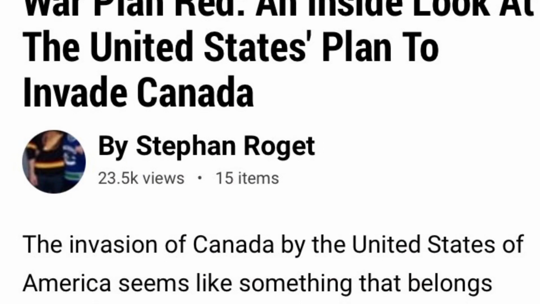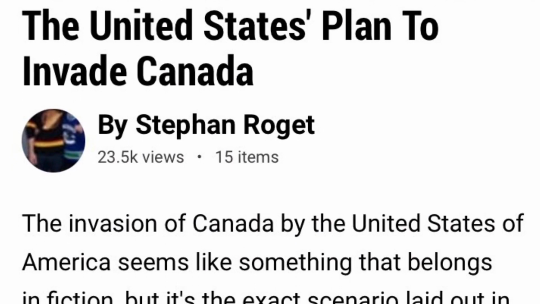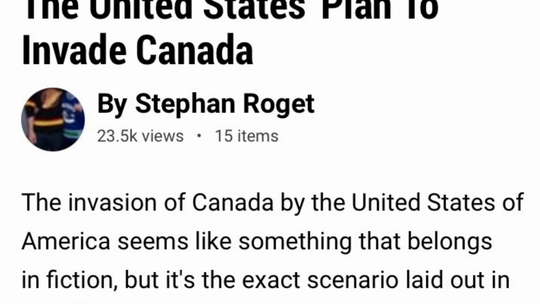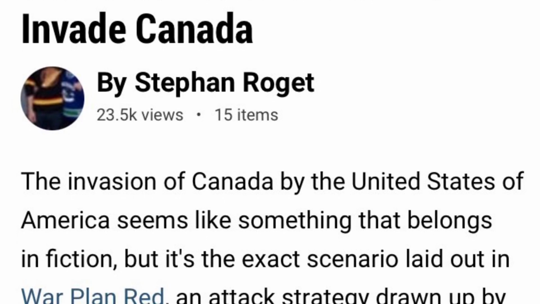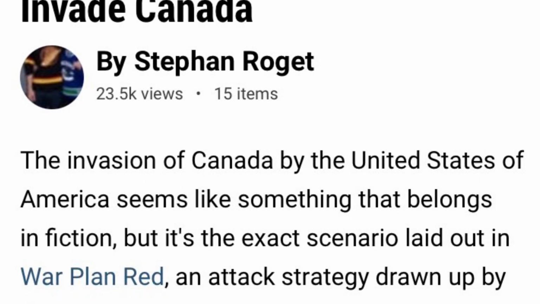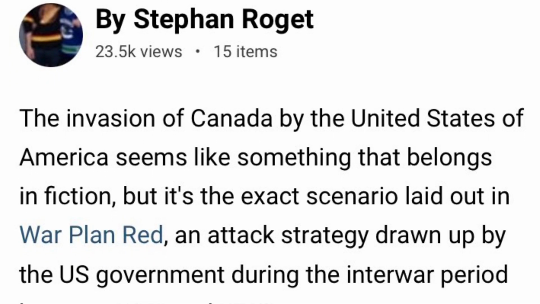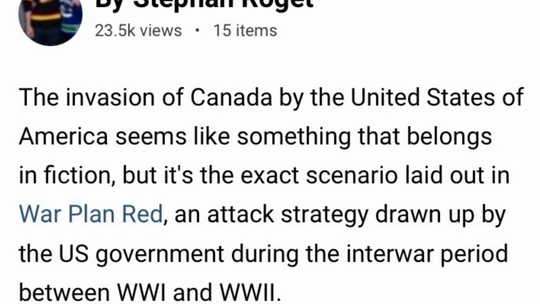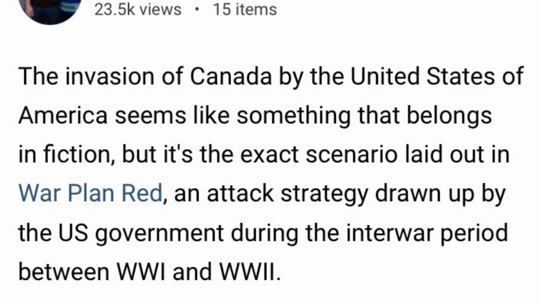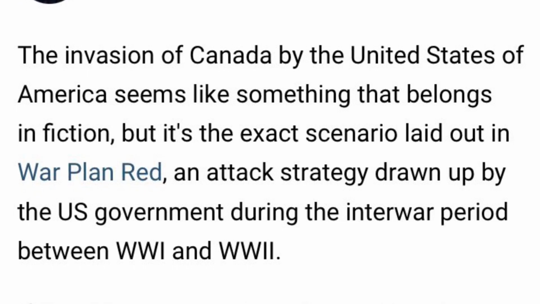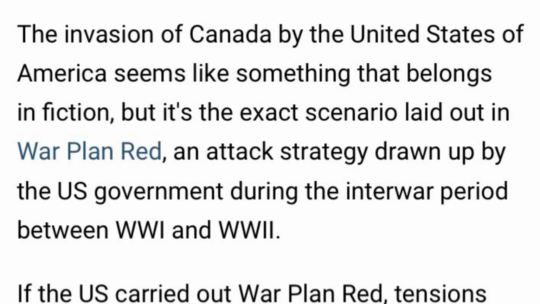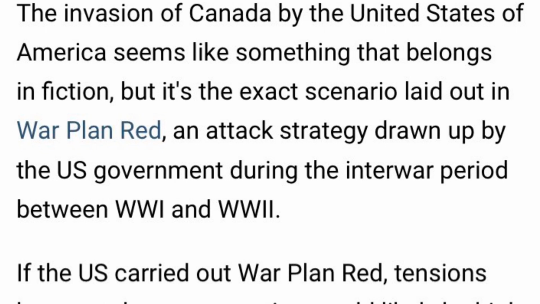All right, this is an article from Ranker.com by Stephen Roget. War Plan Red, an inside look at the United States' plan to invade Canada. The invasion of Canada by the United States of America seems like something that belongs in fiction, but it's the exact scenario laid out in War Plan Red, an attack strategy drawn up by the U.S. government during the interwar period between World War I and World War II.